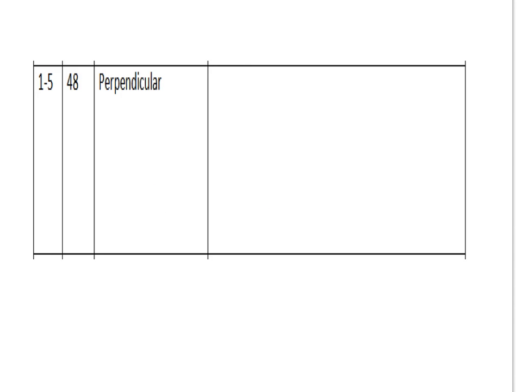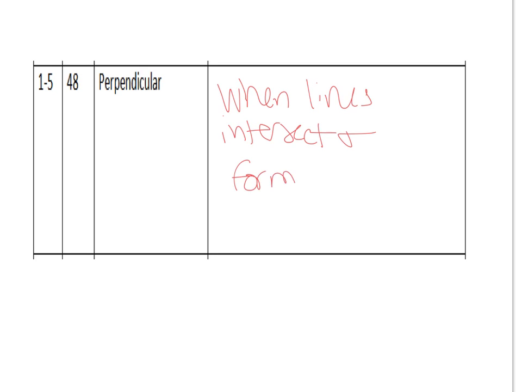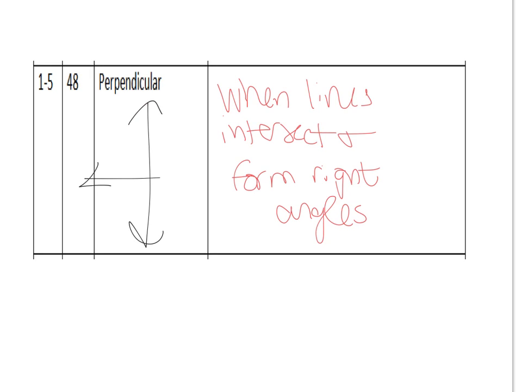Perpendicular, this is on a different page. Let's see here. Perpendicular is on the next page, page 6. Perpendicular are when lines intersect and form right angles. So when lines intersect and form right angles. Okay, so that would be like this. If I have two lines that intersect and they have right angles that are formed, those would be perpendicular lines.